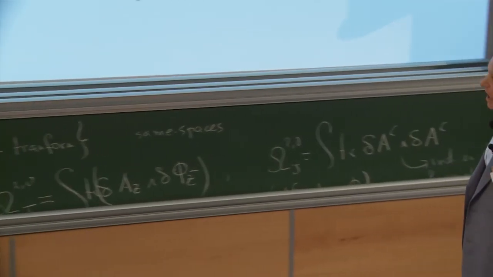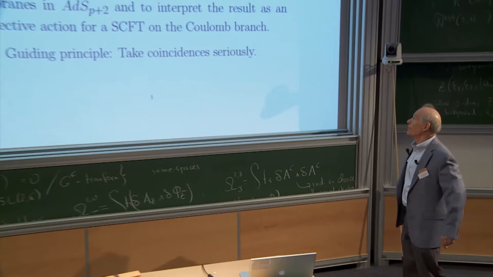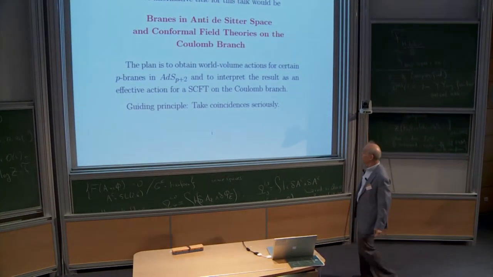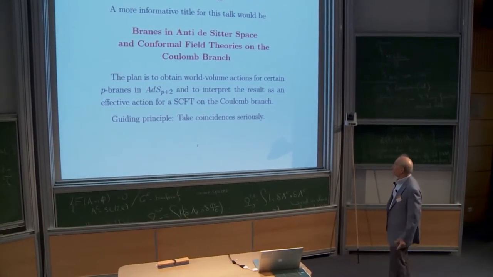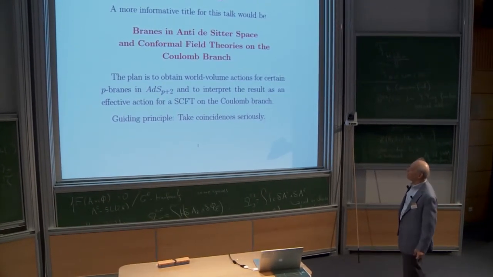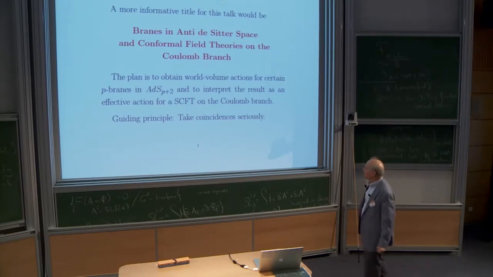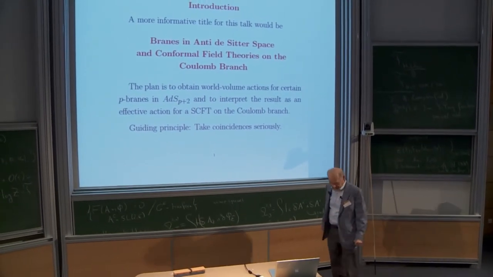So a better, more informative title for what I'm going to say would have been Branes in Anti-de Sitter Space and Conformal Field Theories on the Coulomb Branch. What I plan to do is to present a world volume action for certain p-branes in anti-de Sitter space and to interpret the result as an effective action for a superconformal field theory on the Coulomb branch.